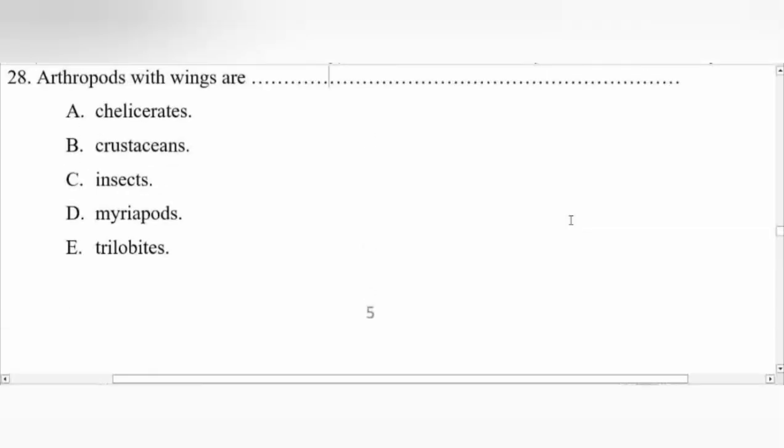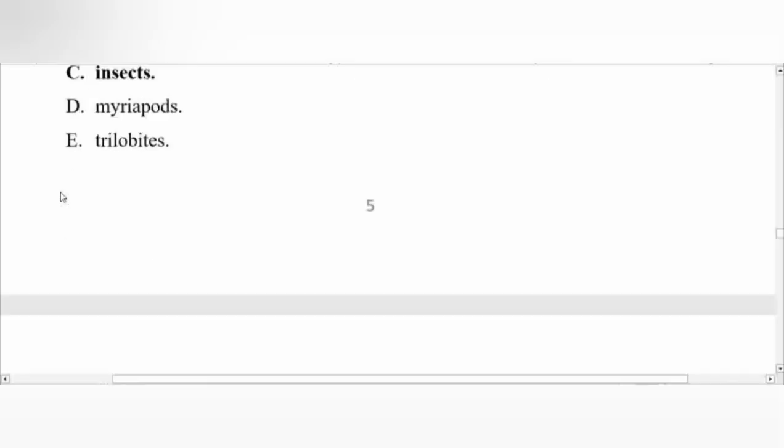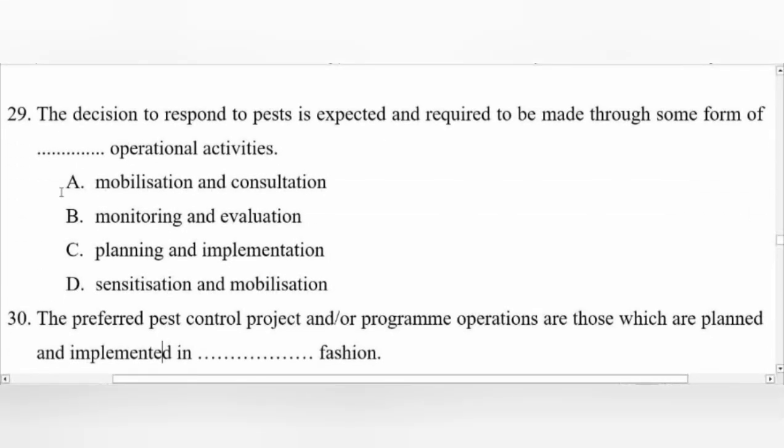Number 28, arthropods with wings are... When you see an arthropod that has wings, is it a chelicerate? Is it a crustacean? Is it an insect? Is it a myriapod? Is it a trilobite? Our best answer here should be insect. Insects have wings and they fly. You know, birds fly, insects fly, bats fly. So arthropods with wings are insects.